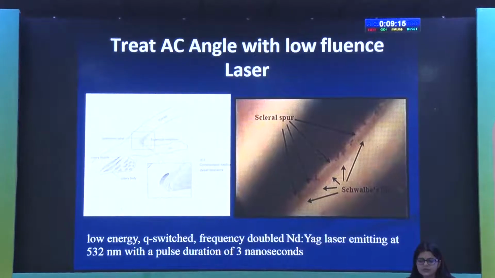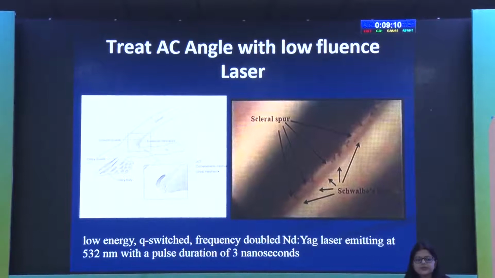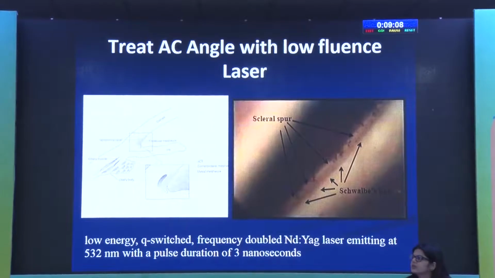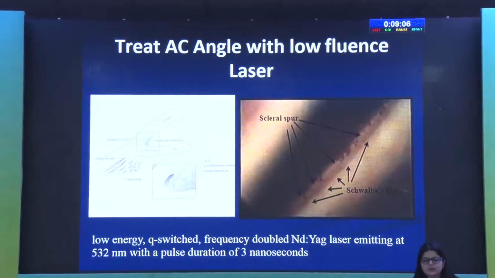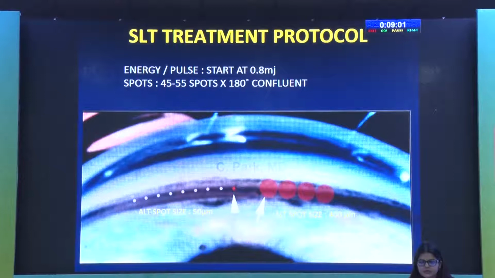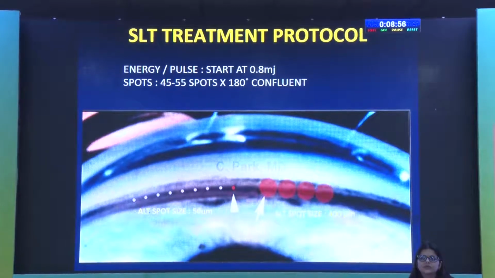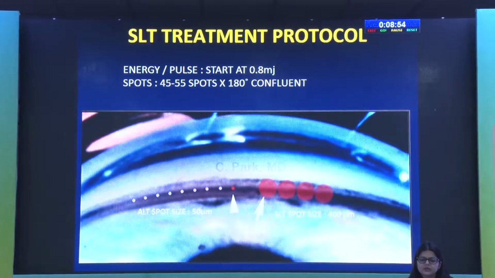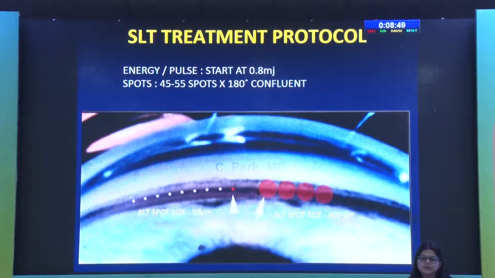This is a frequency doubled YAG laser, 532, and the duration is very short, only about 3 nanoseconds. But the spot size is larger, so you can irradiate the whole width of the angle in one go. So you will put confluent spots over at least 180 degrees or 360 degrees, about 50 spots per half. If you're treating 360 degrees, you could go up to about 100 spots on average.